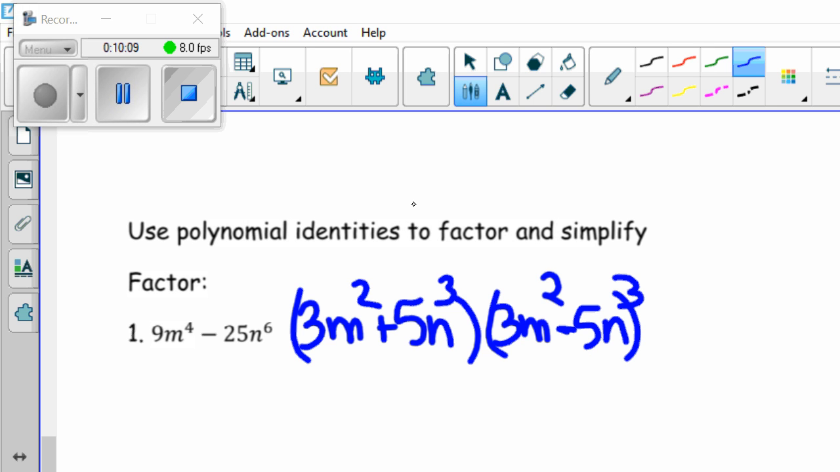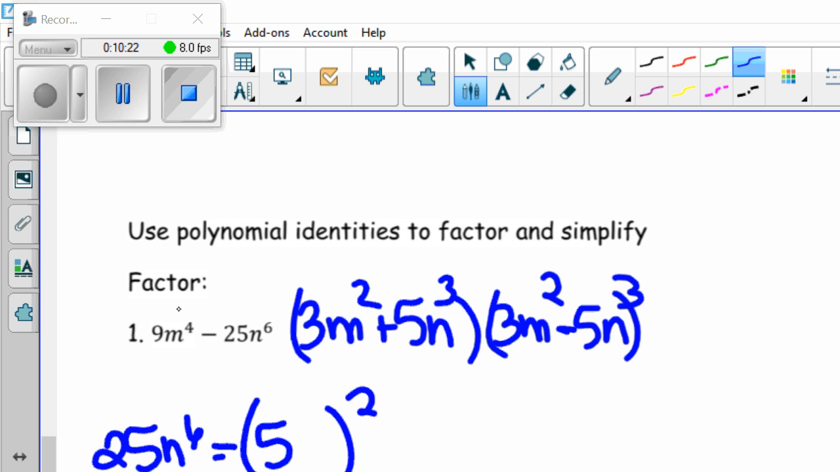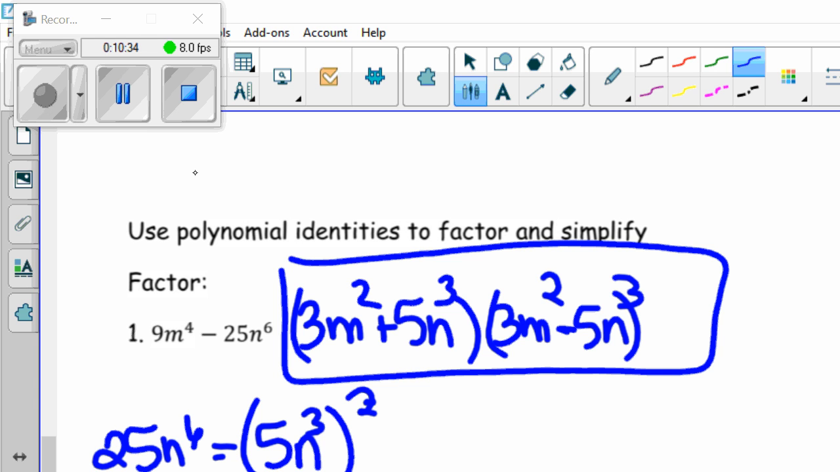Because remember when we reviewed our exponents, I'm looking for 25n to the 6th to be something quantity squared. I know the 25 is 5 squared. So for n, what times 2 gives me 6? 3, because remember, powers to a power, I multiply. So that's how I know that that's what it factored down to.